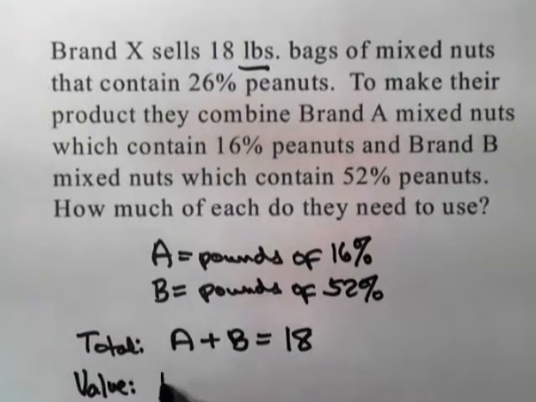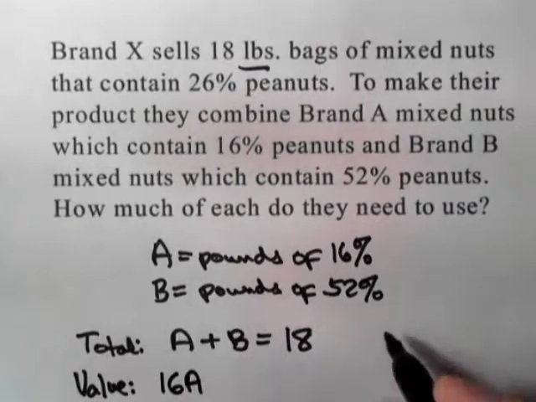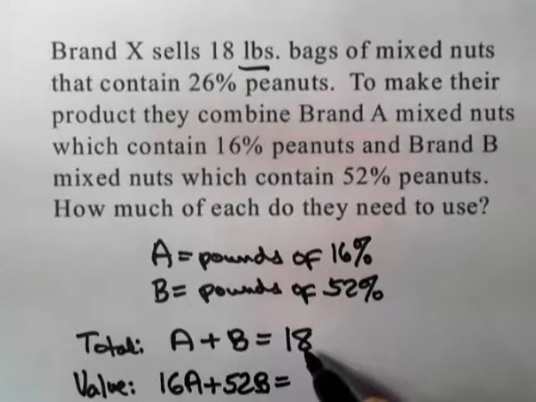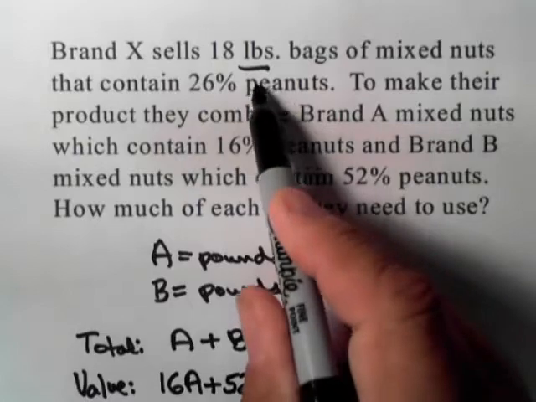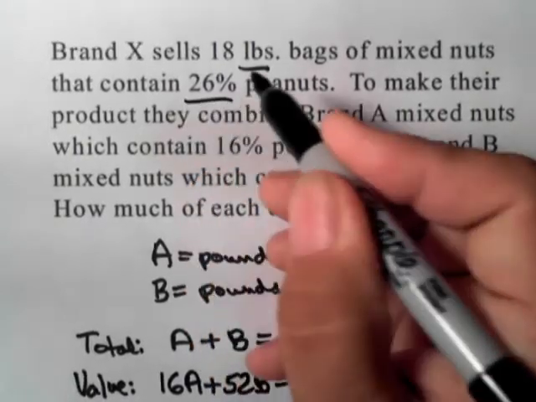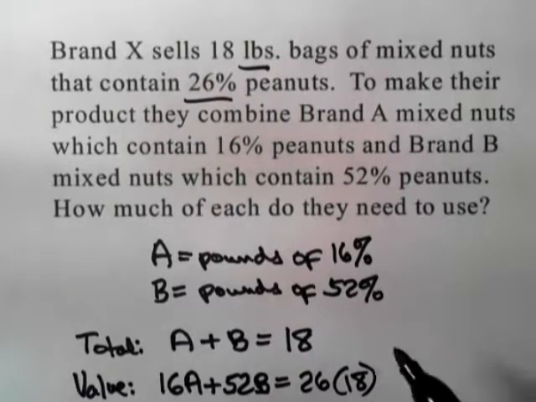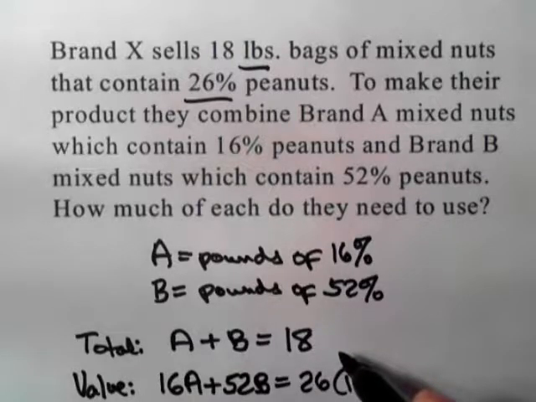So I'm going to take 16 times A. That represents the 16%, but I've written it as a whole number here. Plus B is 52. That's the concentration of that. Now remember, you've got to do the same thing out here. We want to end up with 18 pounds that are 26% peanuts. So I'm going to go 26 times the 18. Okay, there we go. Now, again, elimination works beautifully on this because of this total equation being so simple.